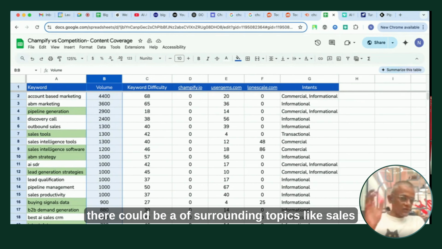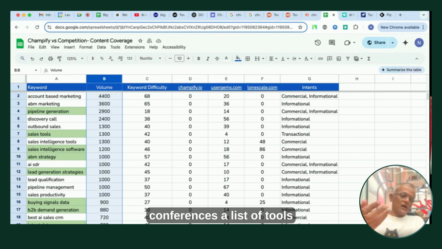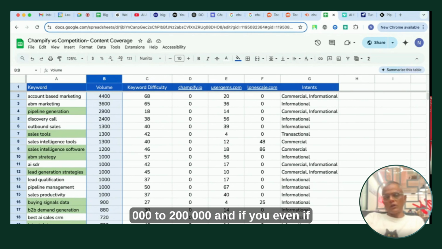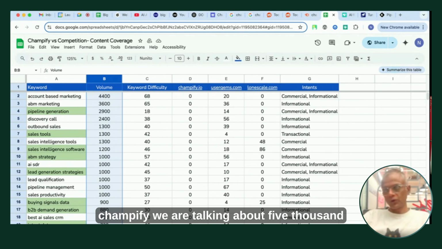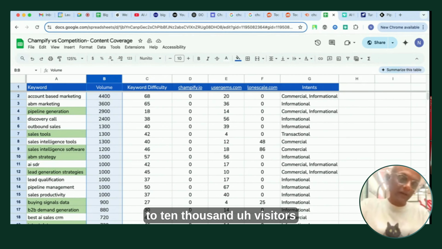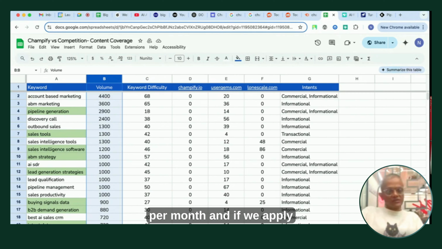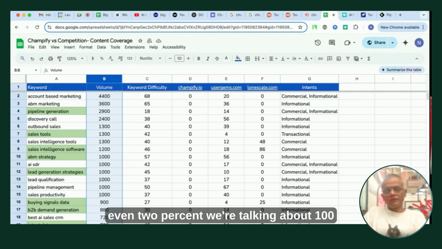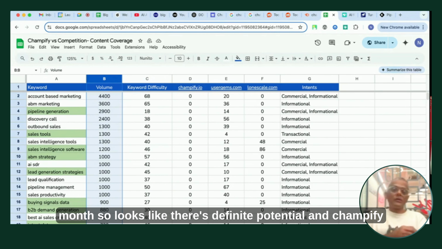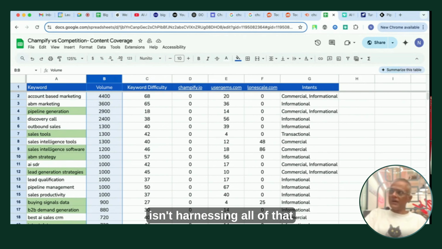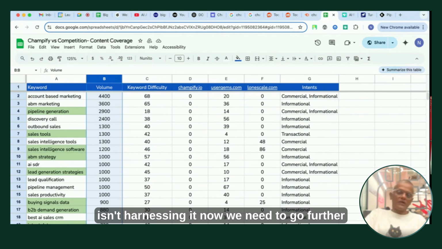Now, there could be a lot of surrounding topics like sales conferences, list of tools, things like that, and easily there's a search volume of 100,000 to 200,000. And even if you drive 5% of the search volume towards Champify, we are talking about 5,000 to 10,000 visitors per month. And if we apply a visitor to lead ratio of even 2%, we're talking about 100 to 200 leads or form fills per month. So it looks like there's definite potential, and Champify isn't harnessing all of that. There's a 10x room to grow, but Champify isn't harnessing it.